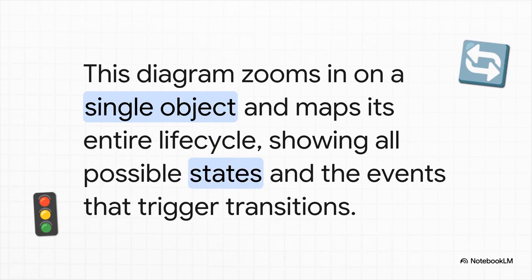All right, next up is the state chart diagram. Now, this one's different. Instead of showing a bunch of different parts talking to each other, this one puts a microscope on just one single component. It maps out its entire life story, you could say. It shows every possible state it can be in, like on, off, standby, and exactly what has to happen to push it from one state to the next.